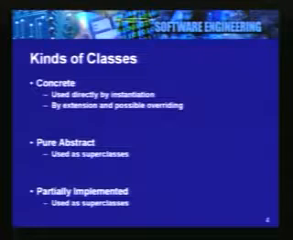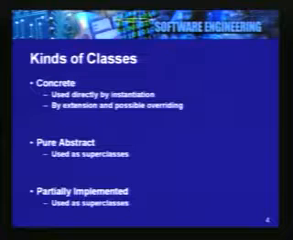So, there can be different kinds of classes. When you are designing your classes, mainly we can classify them into three categories: concrete classes, pure abstract classes, or partially implemented classes. Concrete classes are those which are used directly by instantiation. You will see these in different libraries. You can directly use such a class and instantiate it and invoke methods. So, it's a fully implemented class.